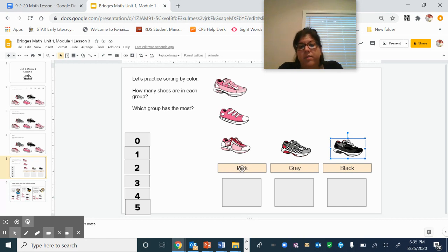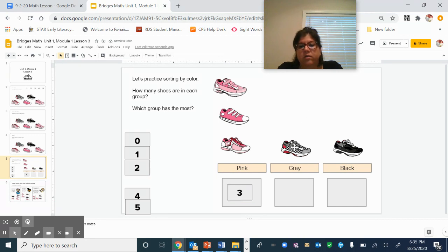So let's start with the pink ones. Count with me. I want to hear you again, all right? I should be able to hear you all the way through your computer to my computer. Let's count. Ready? 1, 2, 3. How many pink shoes are there? 3. So I'm going to take the number 3 and I'm going to move it right there.